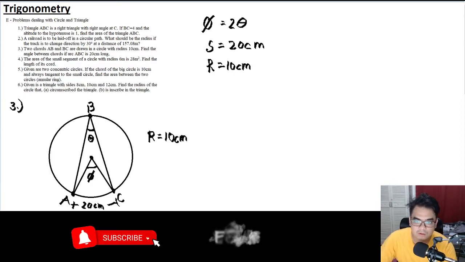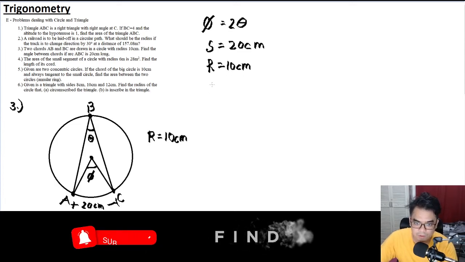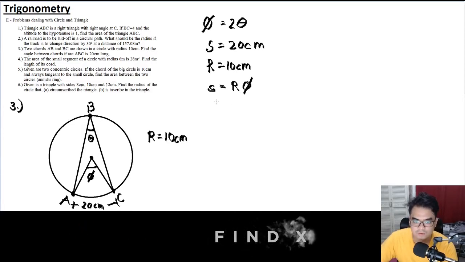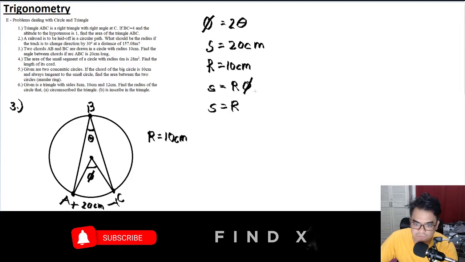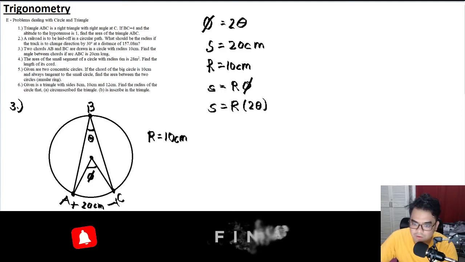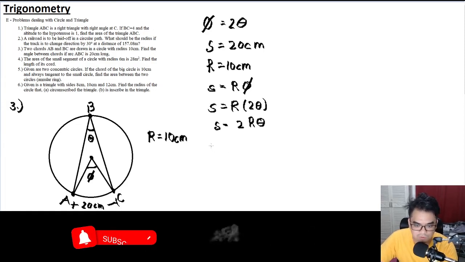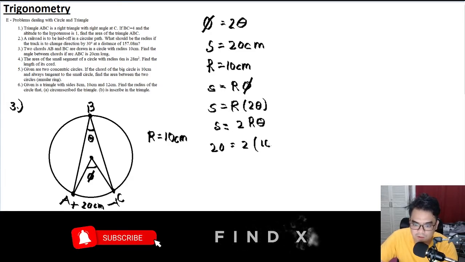We can use the arc length formula, which is S equal to R theta, but our theta now is phi. So we got S equal to R phi. Let's replace phi with 2 theta, so we can rewrite this as 2R theta. We get a value for S, that is 20, and then 2 times R, which is 10, and then this is theta.